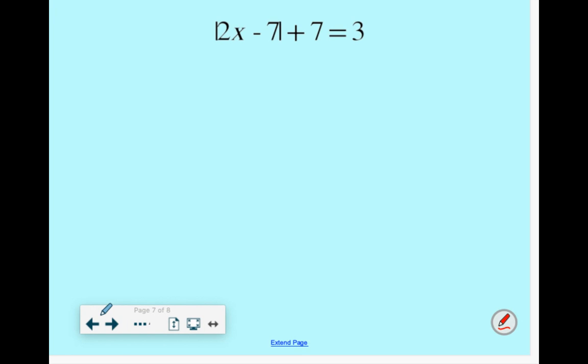Okay. What's outside? 7. Move it, and then you're allowed to split it out. 3 minus 7.